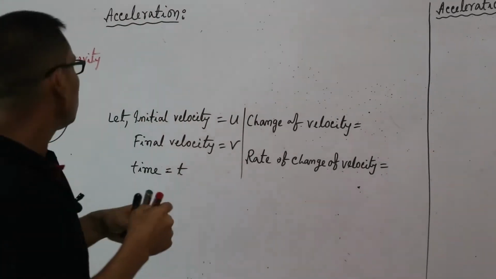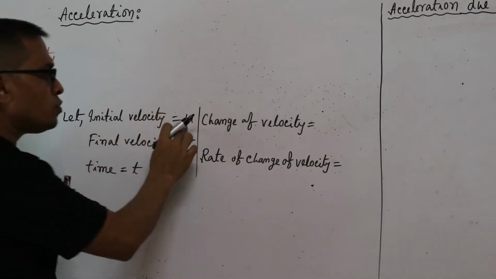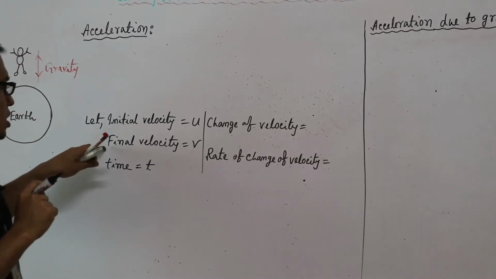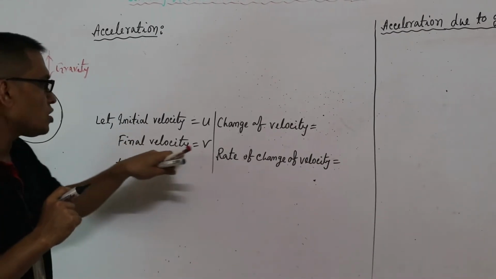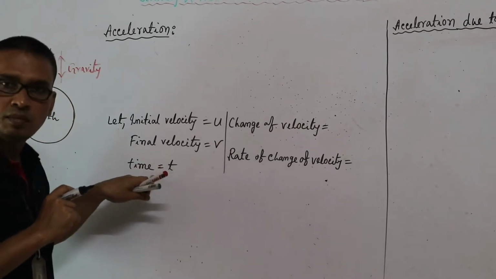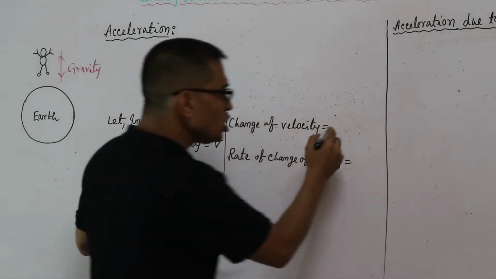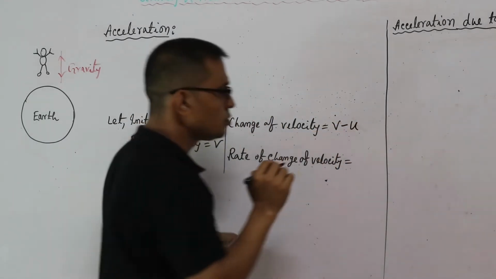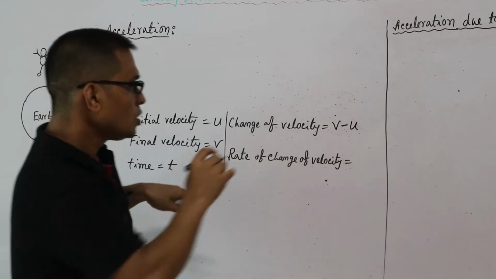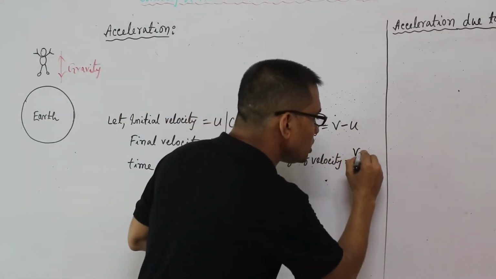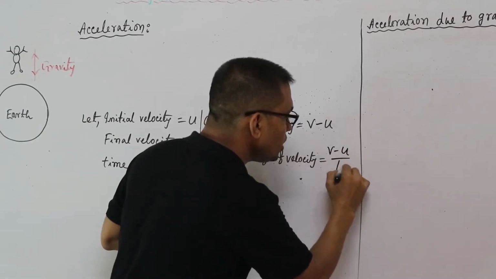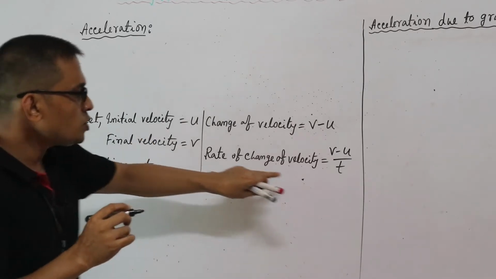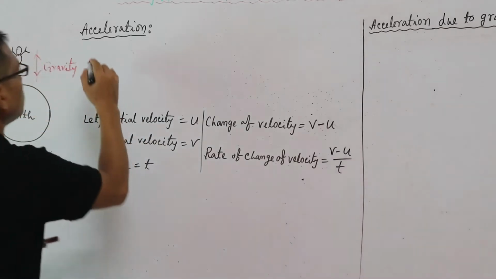Now acceleration. Let the initial velocity of an object be u. After applying force, its velocity becomes v after t time. The change of velocity will be final velocity minus initial velocity, v minus u. Now the rate of change of velocity is v minus u by t. The rate of change of velocity is called acceleration.